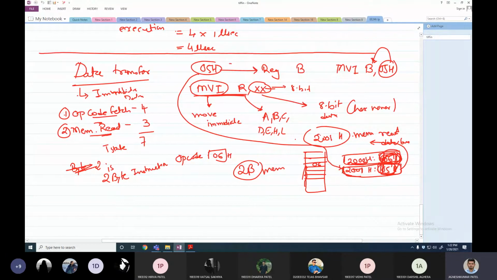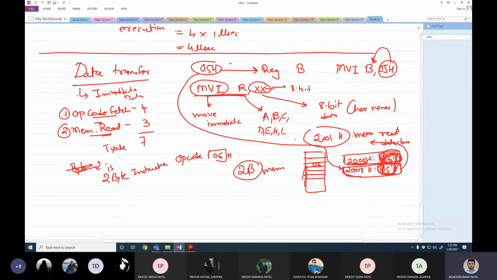The data from the next address would be copied to the register specified using this R. The registers can be A, B, C, D, E, H, L. So in general terms, this is an immediate data transfer operation where the immediate data will be moving to register R. What are the operations involved while executing this instruction? There are two operations involved. First one is opcode fetch, and the second one is memory read.